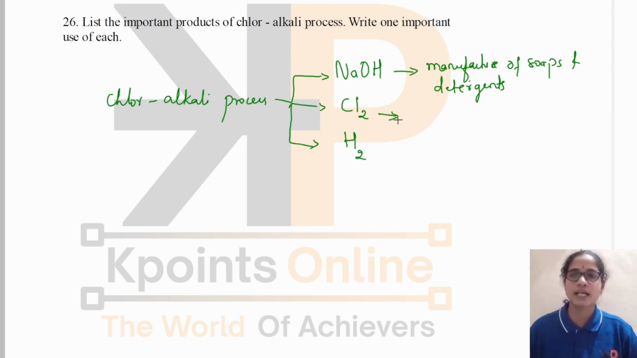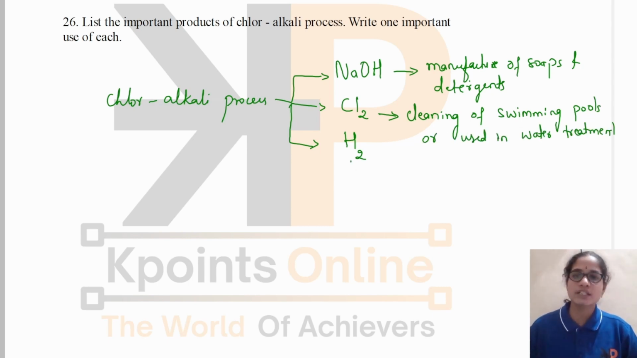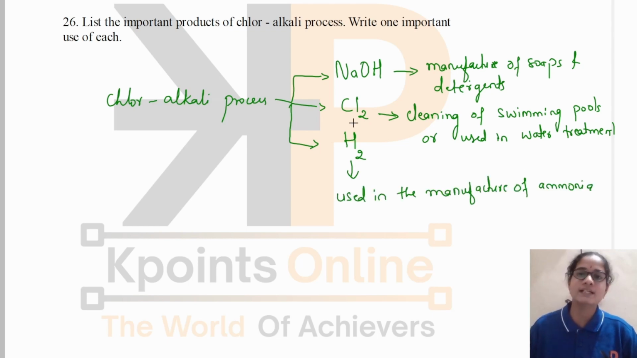What is the use of chlorine gas? It is used in cleaning of the swimming pools, as it is a germicide, or you can also write, used in water treatment. Then what is the use of hydrogen gas? There are many uses, like it is used in rocket fuel, and one more important use is in the manufacture of ammonia by Haber's process. Okay, these are the products of chlor-alkali process, and these are the uses of each product here.